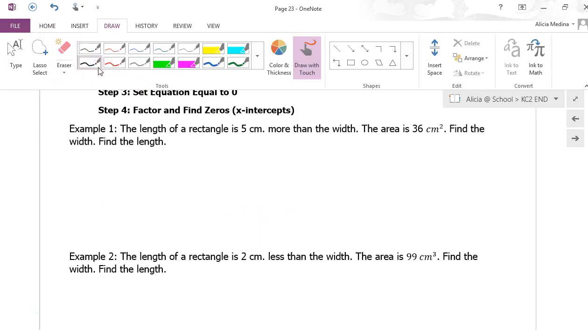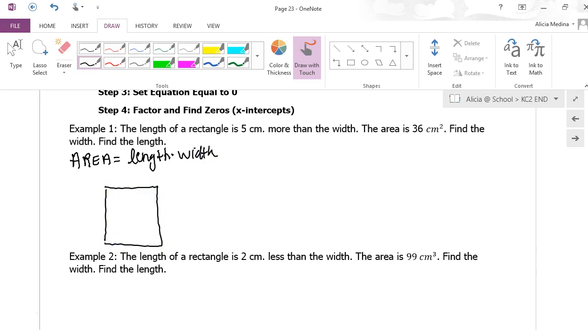So our first example, the length of a rectangle is 5 centimeters more than the width, and the area is 36 centimeters squared. Find the width, find the length. Well, if it tells us we're dealing with a rectangle, the first thing that would be good to write down is that the area of a rectangle is equal to the length times the width. And you could abbreviate, that's fine as well. Alright, now we have our rectangle. Draw myself a rectangle here.